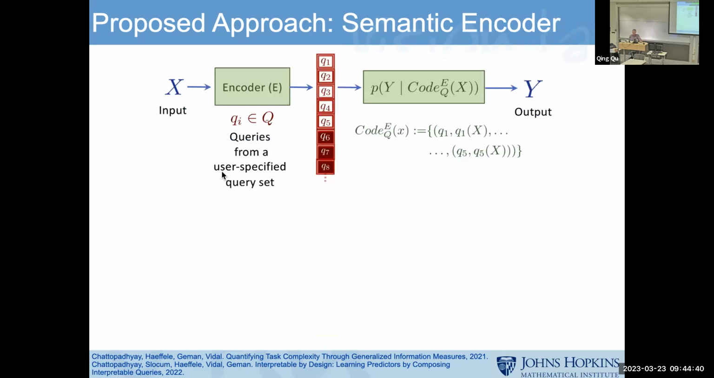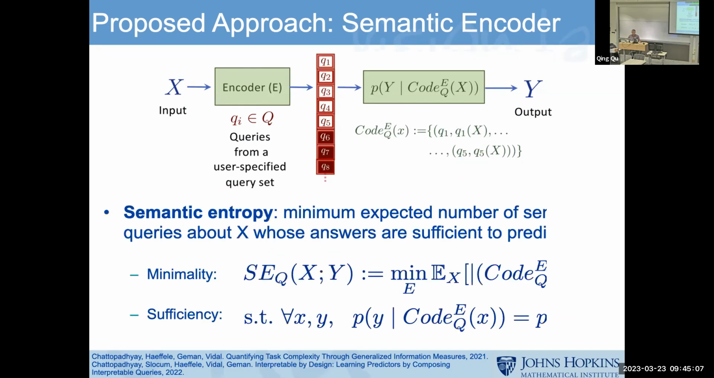That's exactly what's done here in the picture. I have an input image. I have an encoder that selects what questions I'm going to ask about X. The white ones are the few that get selected. Everything else is not selected. And then the decoder, or the semantic decoder in generalized information theory, just looks at those 5 questions and answers and makes a prediction about Y. That's the notation.